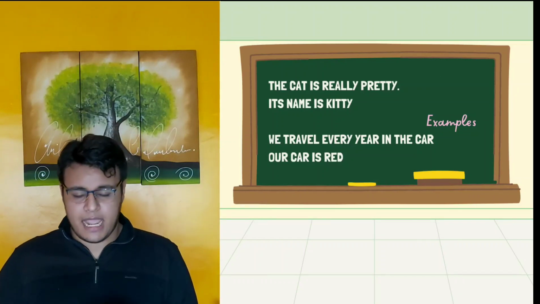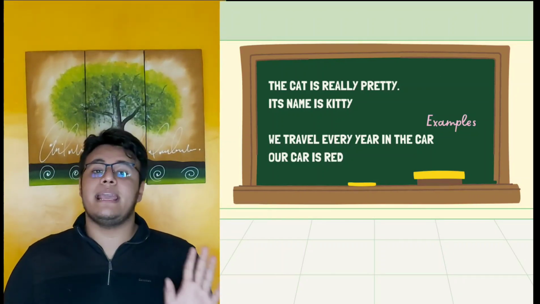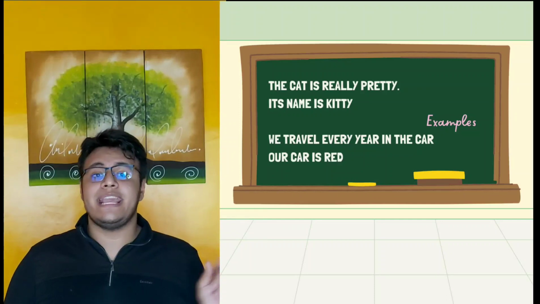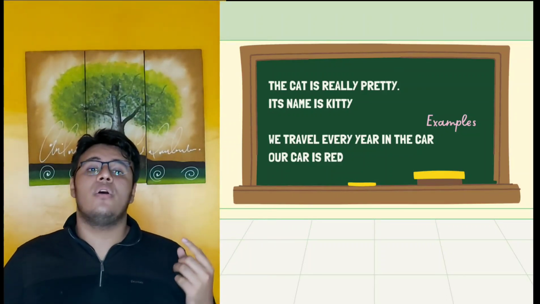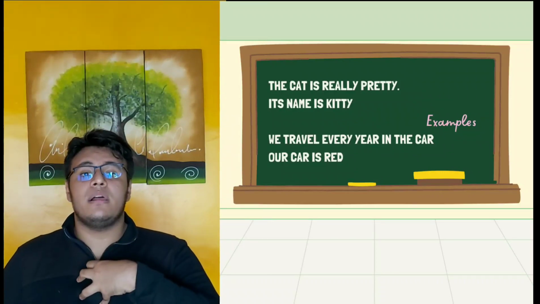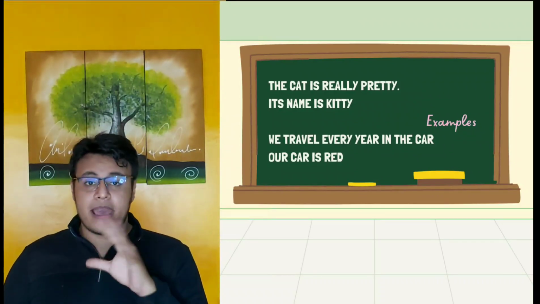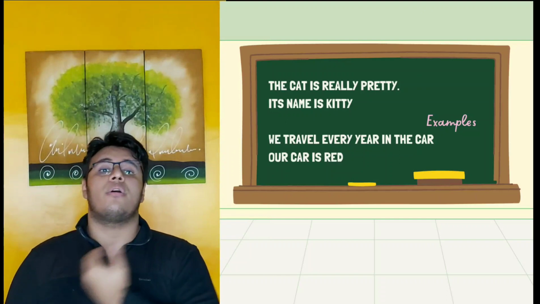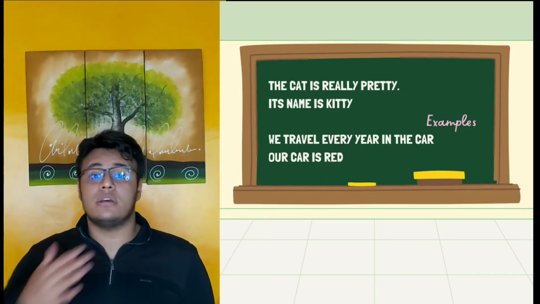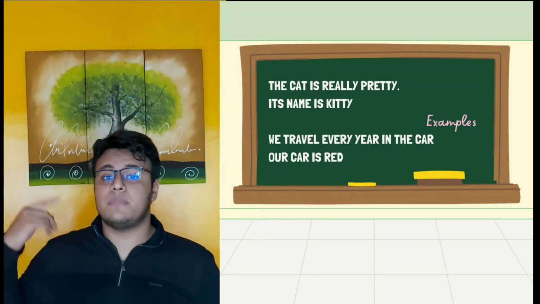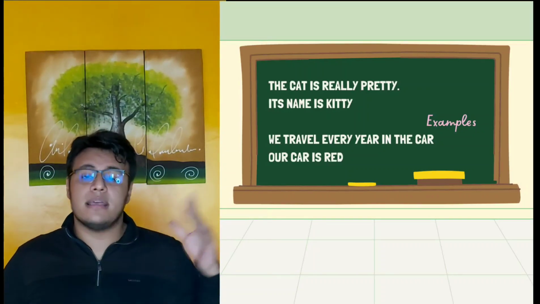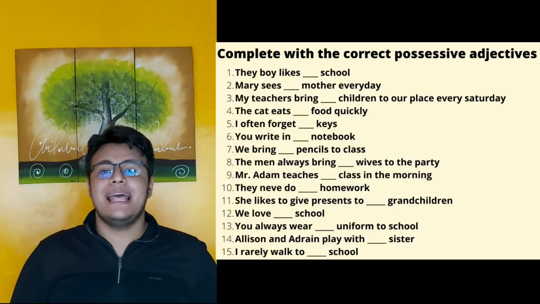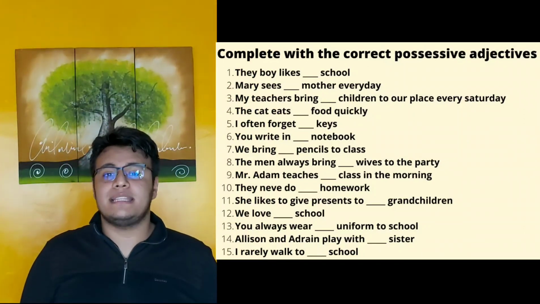Its name is Kitty. The next example is: we travel every year in the car. Our car is red. Now, because the car belongs maybe to various people, maybe a family, we're saying our car, because it doesn't belong only to me. It belongs maybe to my whole family. Our car is red.